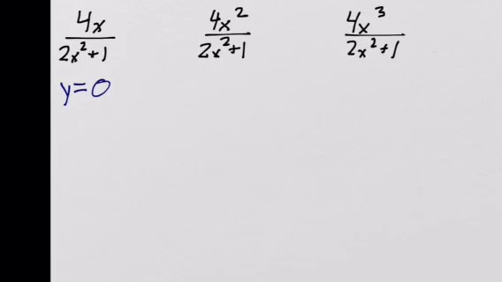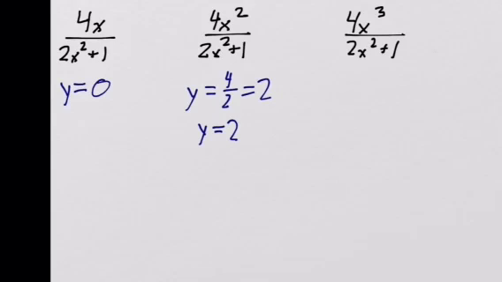The second one, we have the same highest power in the numerator and denominator. So both of them are 2. So we take a look at the coefficients on those. It's 4 over 2. So we get y equals 4 over 2, or 2, which we would just write as y equals 2.